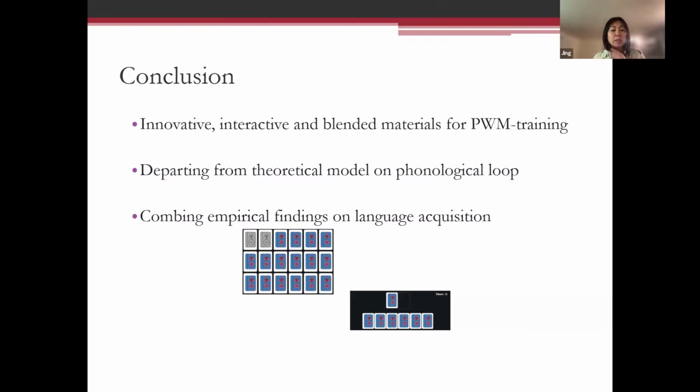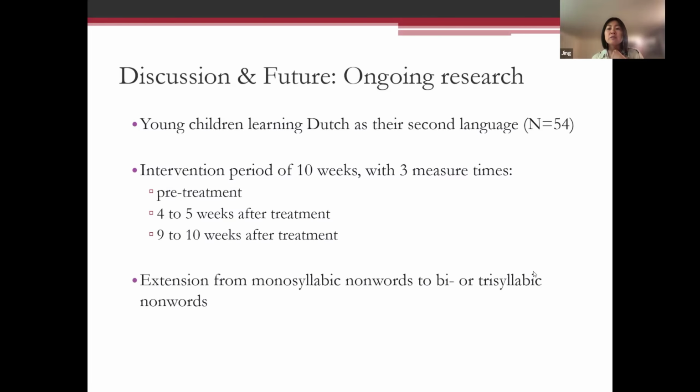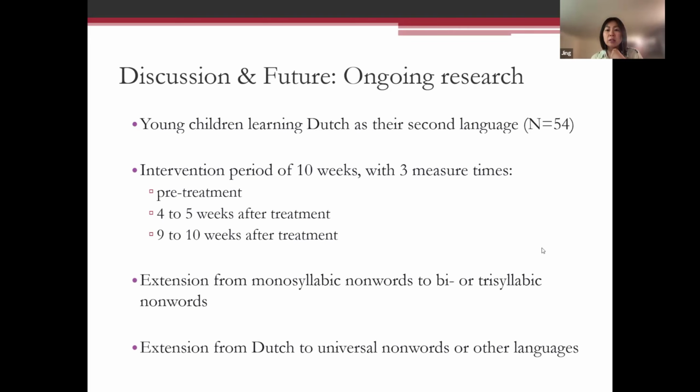Now, if we move on to the next slide. Yeah, thank you. We have these two games, and in the end, we would like to target Dutch as the target language. At this moment, we are still finalizing the data for the first intervention study. So we have 54 young children learning Dutch as a second language here in Amsterdam. We have 10 weeks of intervention, 3 measurement moments. So we would like to see in the end whether our method can help these kids learn the Dutch language quicker, sooner, and with better results.